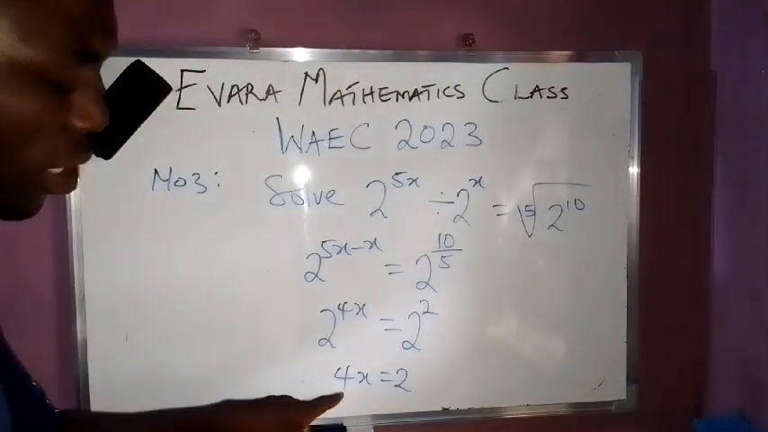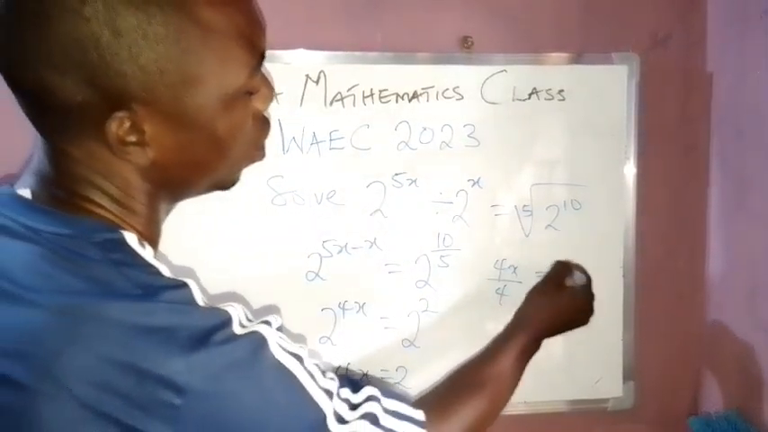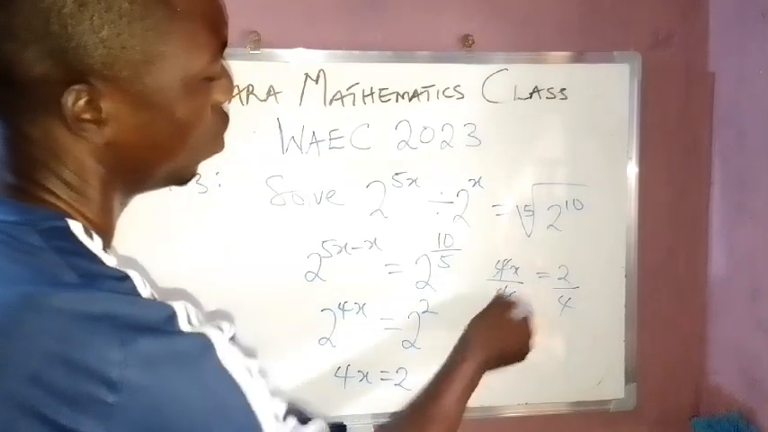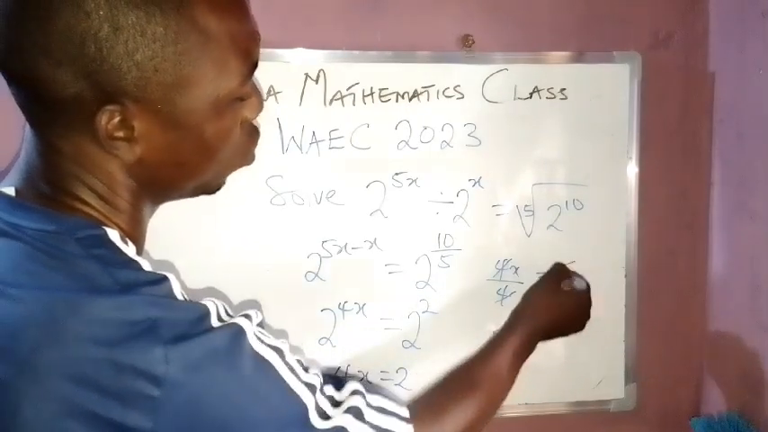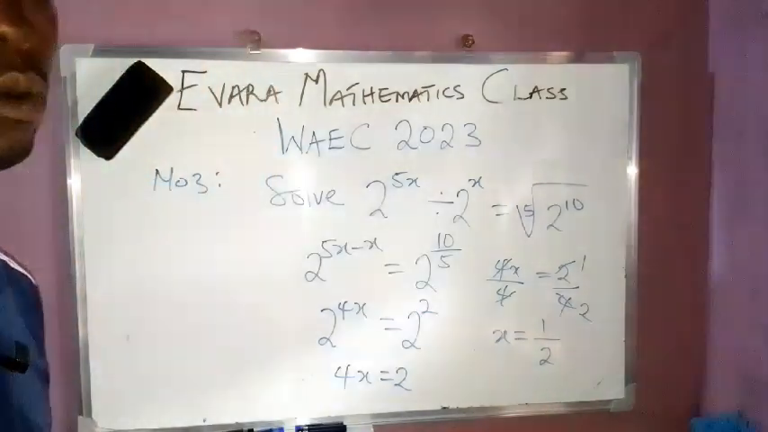So now we divide both sides by 4. 4x over 4 equals 2 over 4. Then our x will be, 2 here, 1, 2 here, 2. x equals 1 over 2.